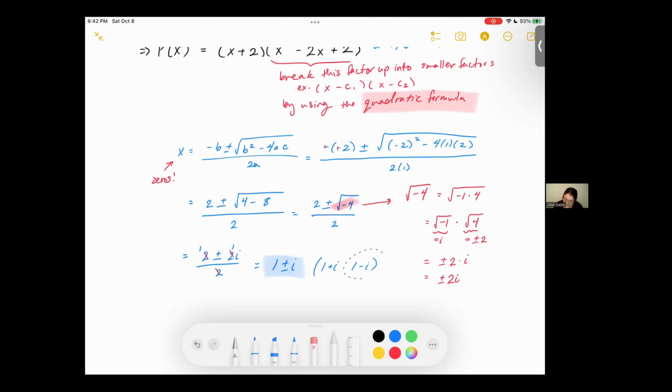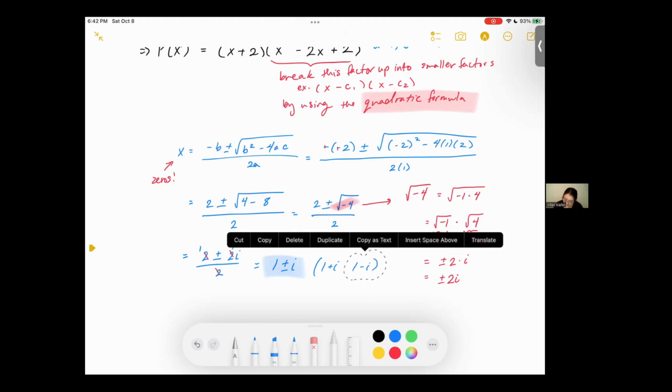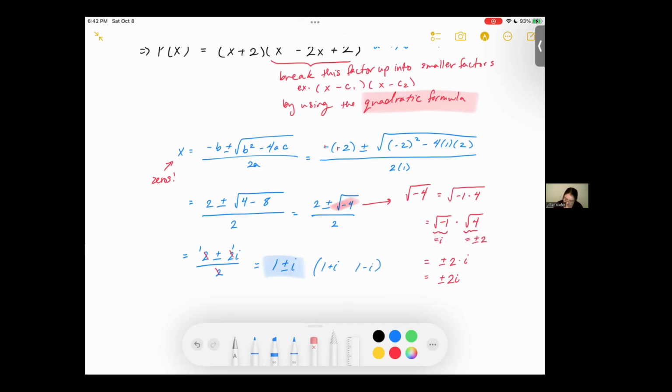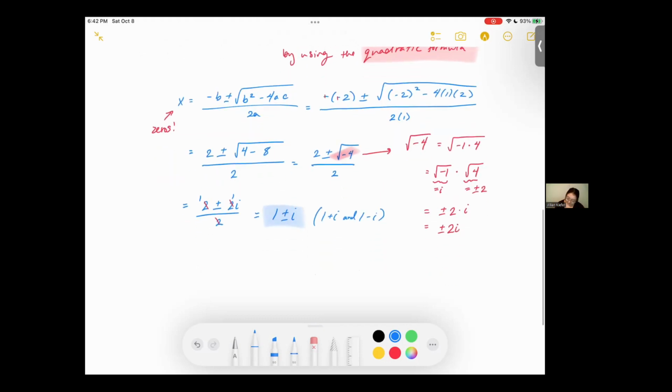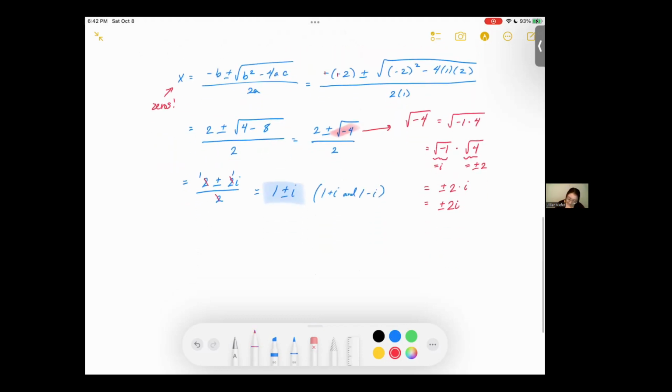I'm going to spread that out. I'm going to write the word "and" so it doesn't look like an ordered pair. So it's really both of these values. So now what we've established at this point is our zeros are -2, 1 plus I, and 1 minus I, which is part of what we want to define.